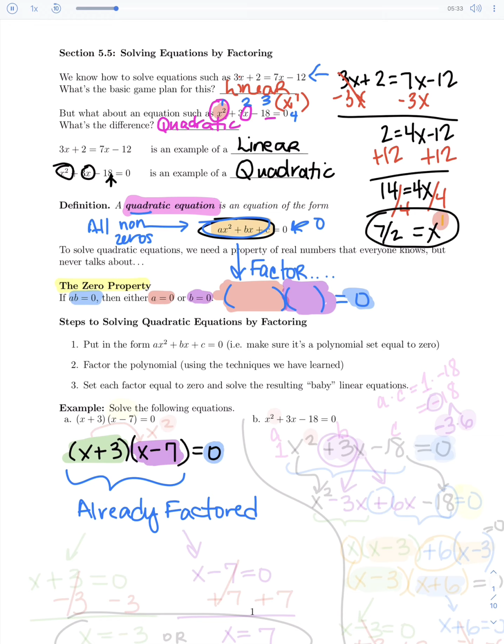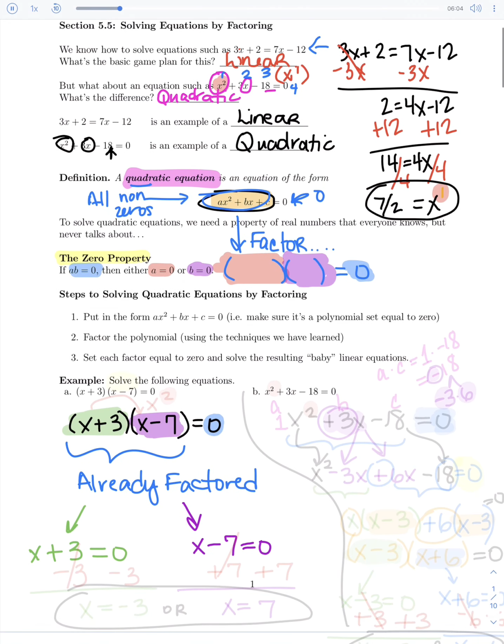Because right now what we've got is two pieces multiplied together. Them equaling 0 means one of the two pieces has to be 0. Either the x plus 3 has to be 0, or the x minus 7 has to equal 0. One or the other. So continuing along, we can continue to solve these two smaller equations. On the first one, with the x plus 3 equals 0, the quickest, easiest way to solve this would be to subtract 3 from both sides.